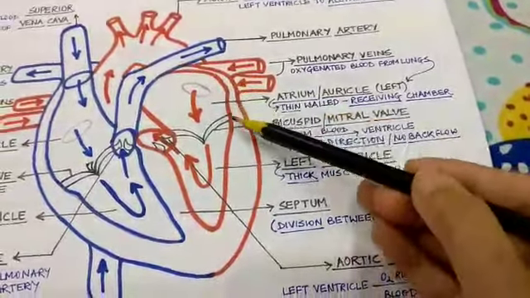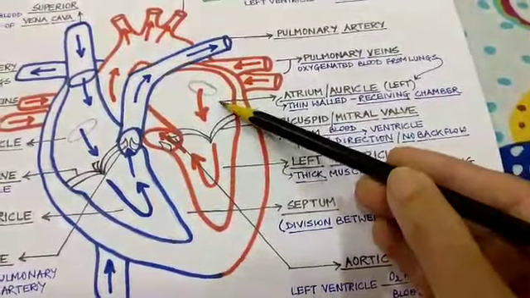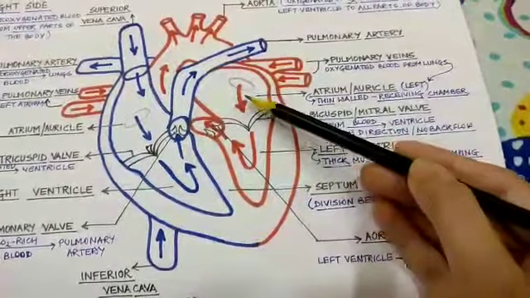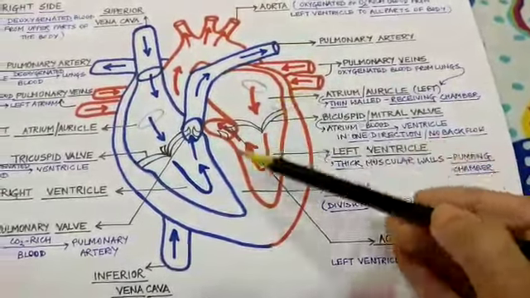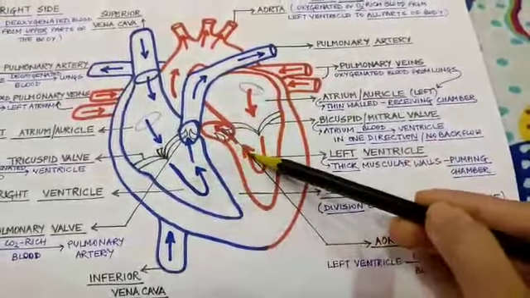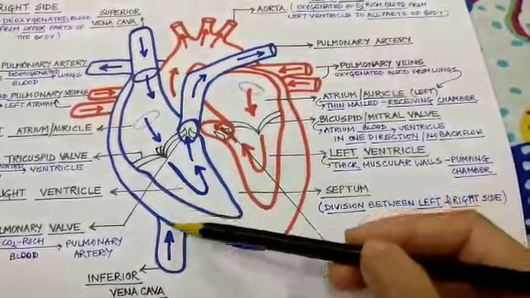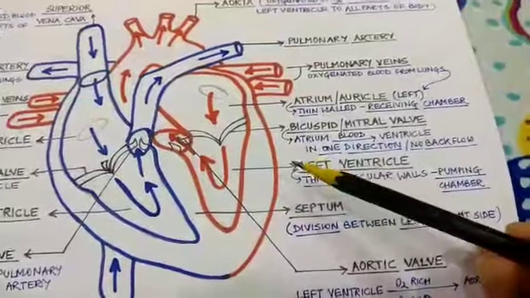If you look at the structure, the atria, or the upper chambers, are comparatively smaller in size and they are thin walled. Whereas the ventricles, the corresponding lower chambers on either side of the heart, are bigger in size and they are thick walled. So that is a structural difference.